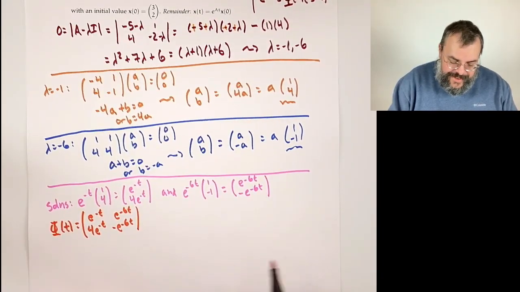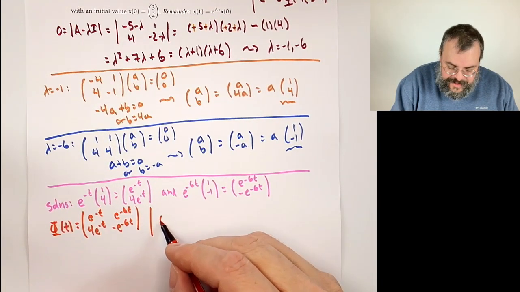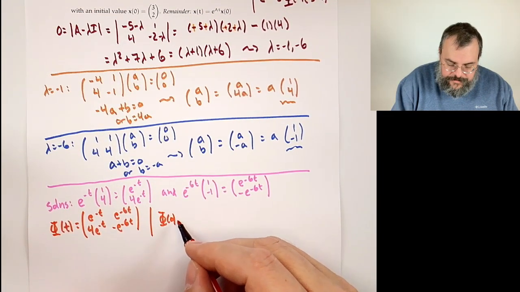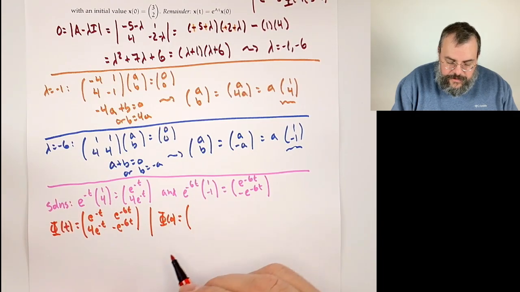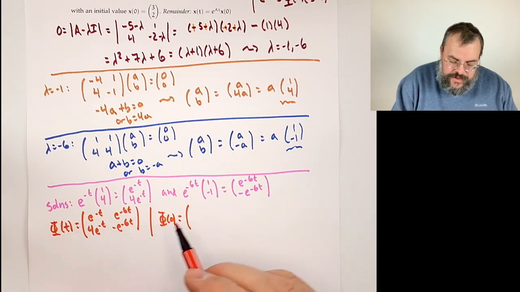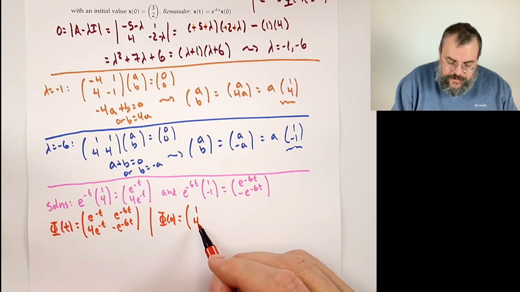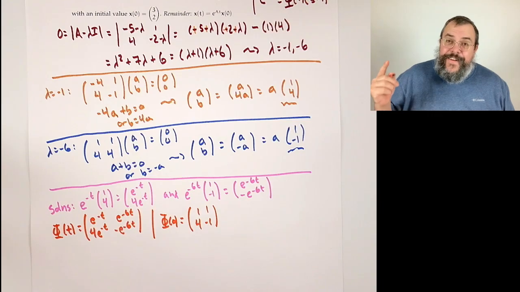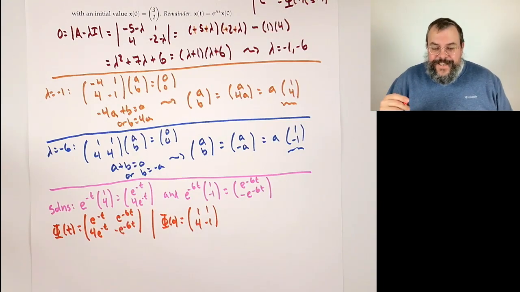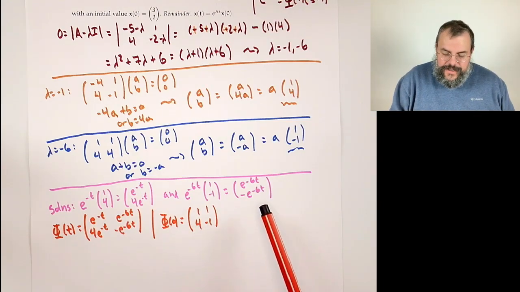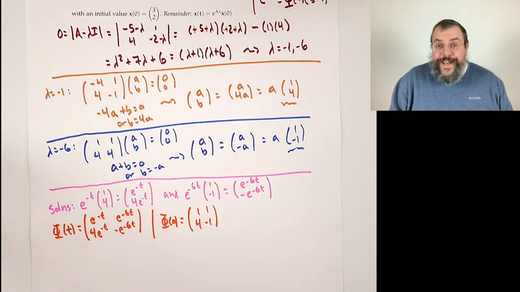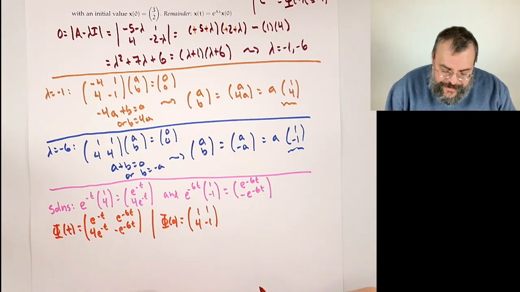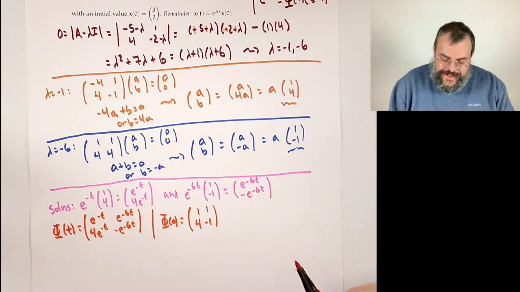All right, so let's start by saying, what is phi of 0? It's going to sound really familiar. If you plug in 0 into here, you'll get 1, 4, 1, minus 1. You're like, whoa, hey, that looks an awful lot like my eigenvectors. Yeah, it will. Okay, so what's phi 0 inverse?